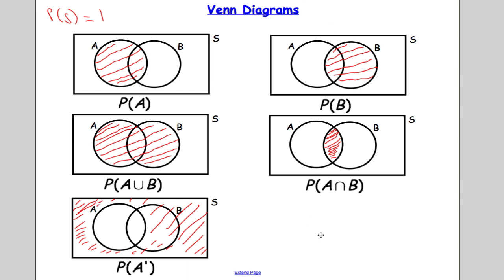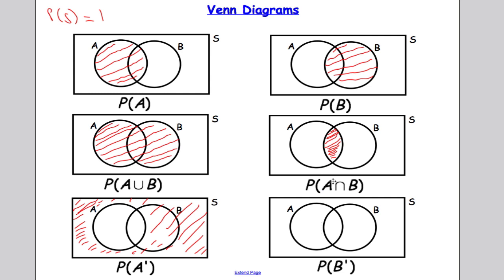And similarly, we could have the probability of not B. And not B means everything except B. So we can shade absolutely everything in our sample space except B. It's really important that you understand this type of notation because it makes the problem solving later on a whole lot easier. So that's the probability of B complement. Everything in the sample space with the exception of what's in B.